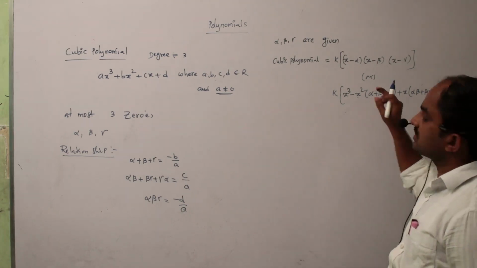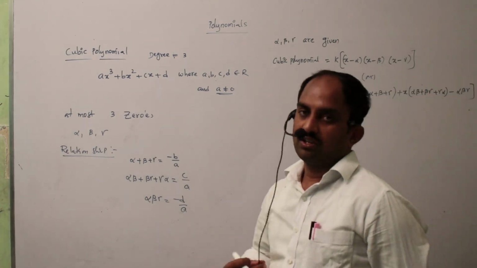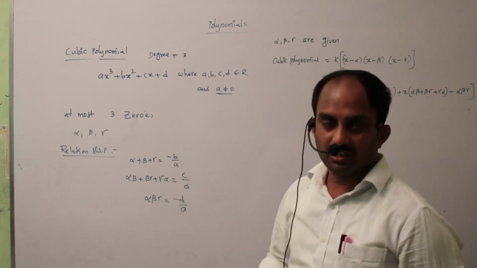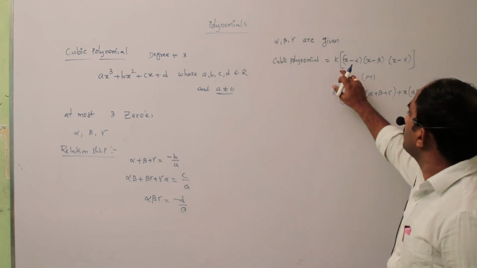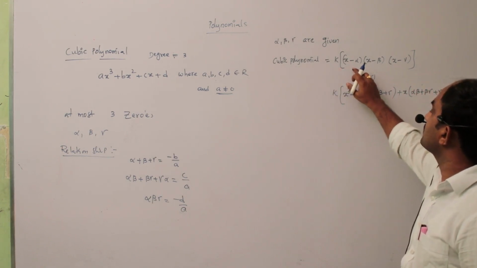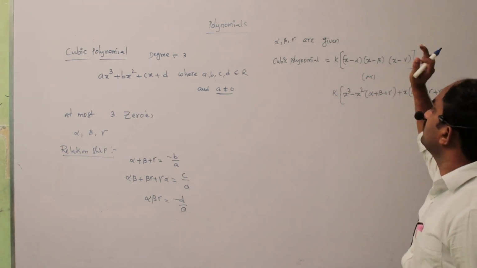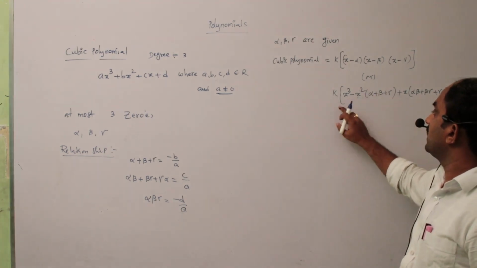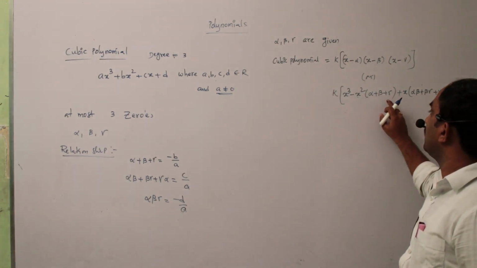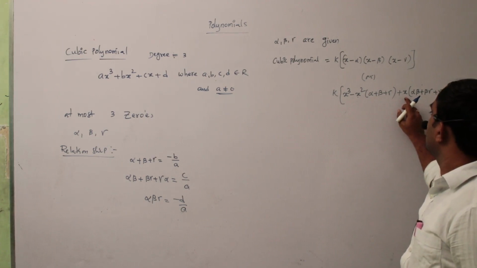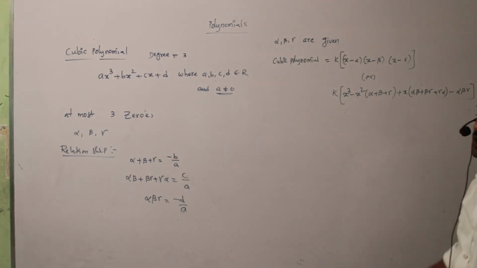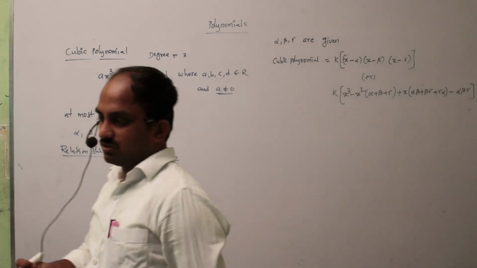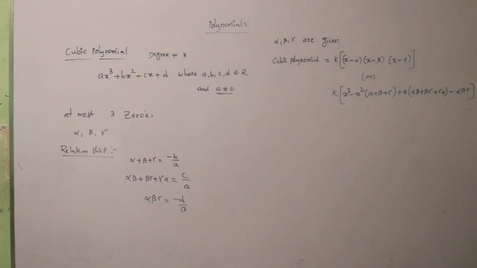This is also a very important one. When zeros are given in the question and they are asking to find the cubic polynomial, then the formula is k into x minus alpha into x minus beta into x minus gamma. Otherwise, k into x cube minus x square into alpha plus beta plus gamma plus x into alpha beta plus beta gamma plus gamma alpha minus alpha beta gamma. So this is the information related to exercise 2.